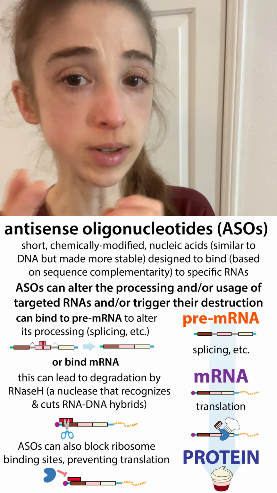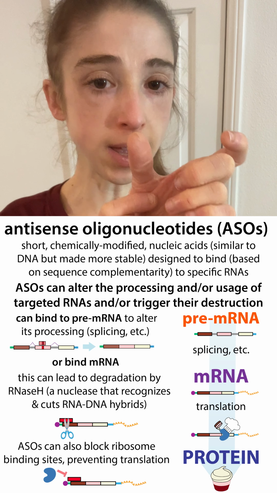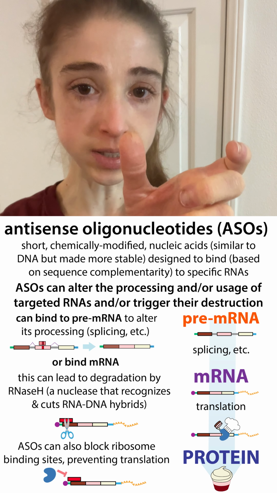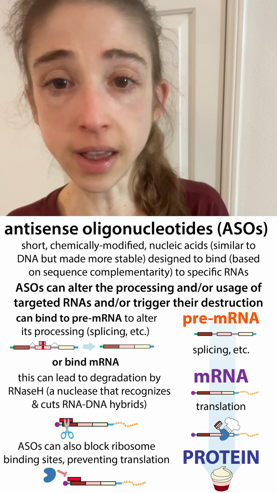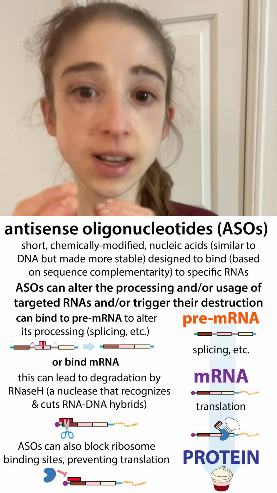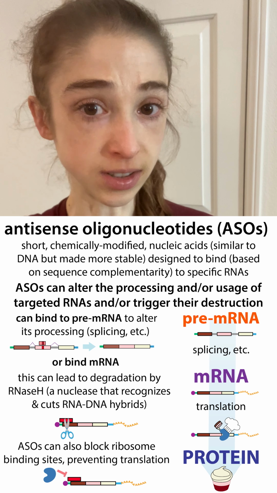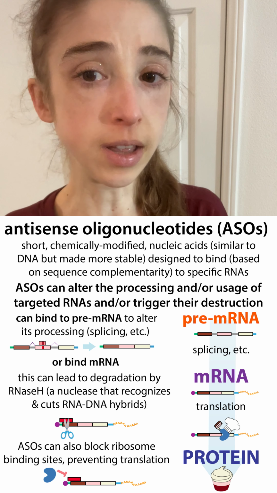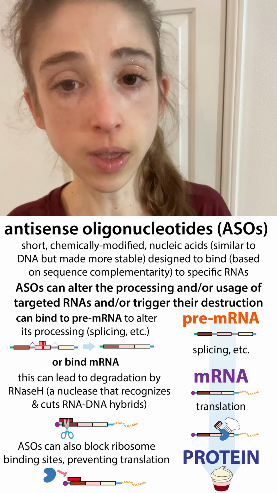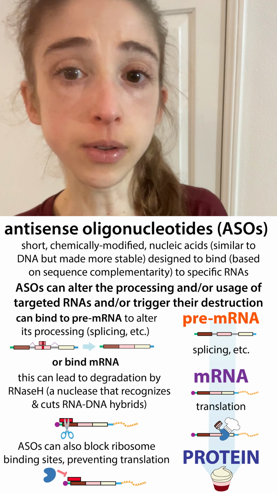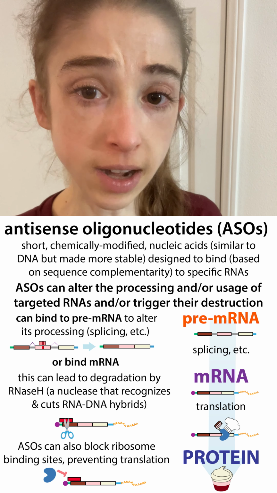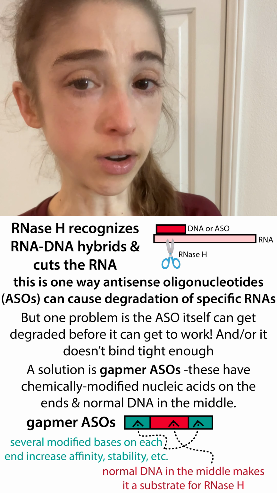Scientists will often do an ASO walk. They'll make overlapping ASOs and test them one at a time to see which one works best. There you go, ASOs. An oligo, a short nucleotide sequence, is going to bind to the sense strand. So the chemically modified nucleic acids can bind to the pre-mRNA and influence splicing, or they can bind to the messenger RNA, influence translation, and also cause the degradation of those messenger RNAs through the actions of RNase H.